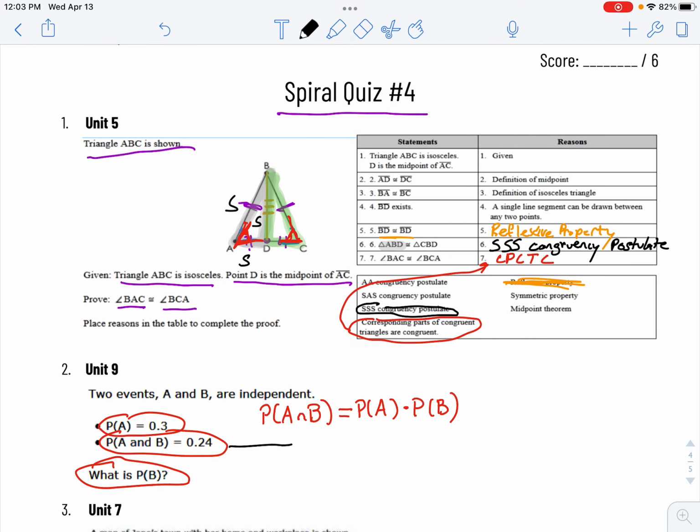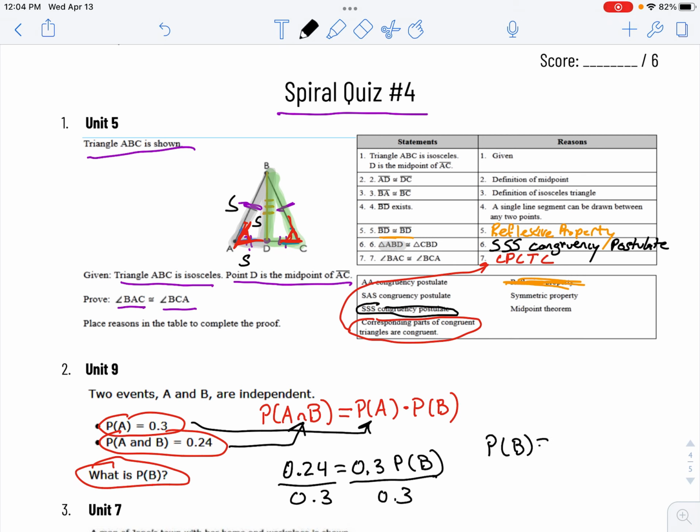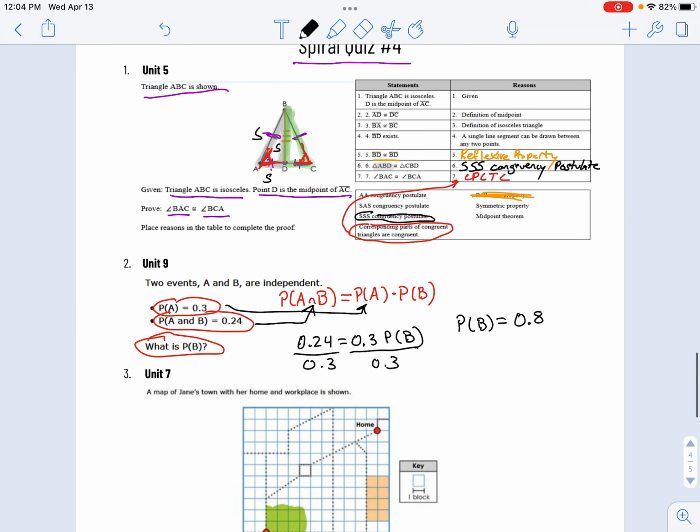The probability of A and B is 0.24, so we're going to plug in 0.24. The probability of A is 0.3. Basically, we just need to find the probability of B happening. This is a pure math problem: remembering the formula, plugging in stuff, and then dividing both sides by 0.3, and that would be 0.8.